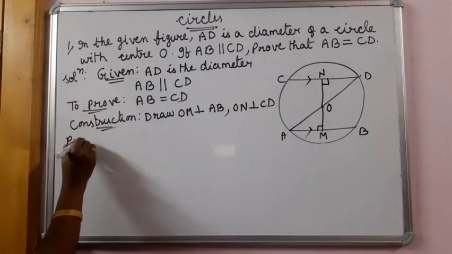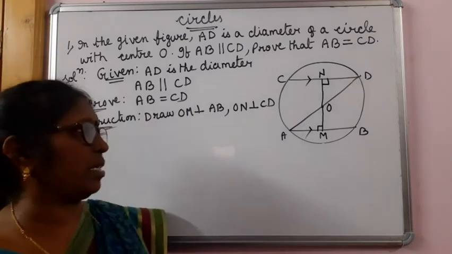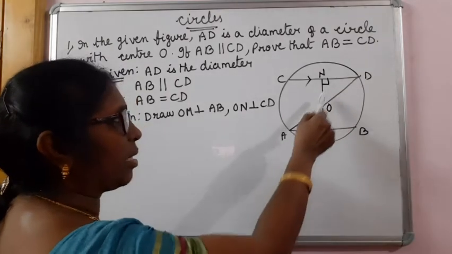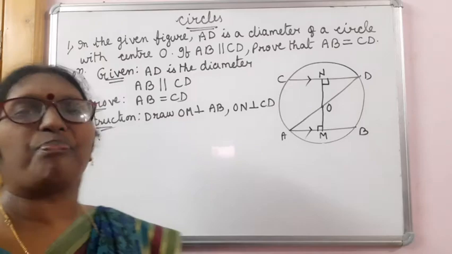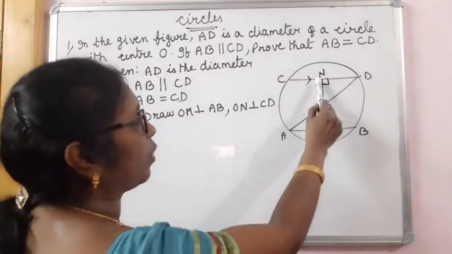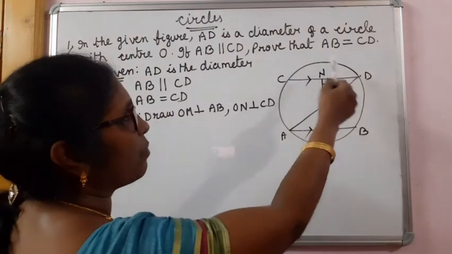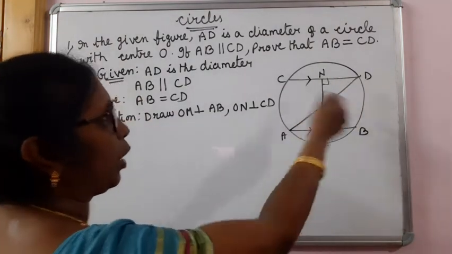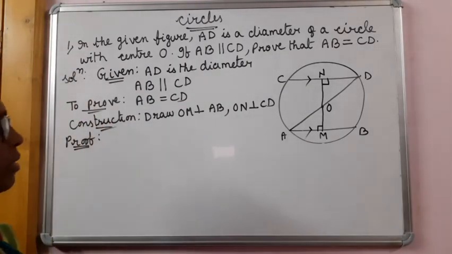Now comes the actual proof step. Why have we constructed? So now we can make these two triangles congruent. Once they are congruent by CPCTC, we can show that AM is equal to DN, then 2AM will be equal to 2DN, and if 2AM equals 2DN, AB equals CD. How is that? Let me explain you very clearly.